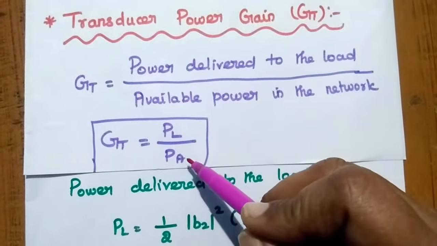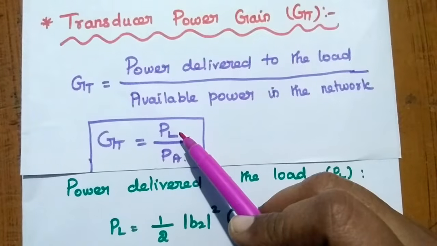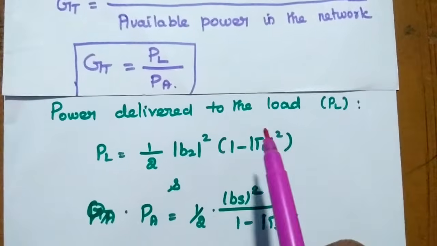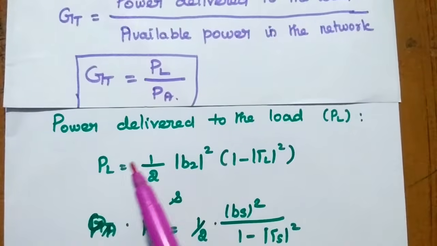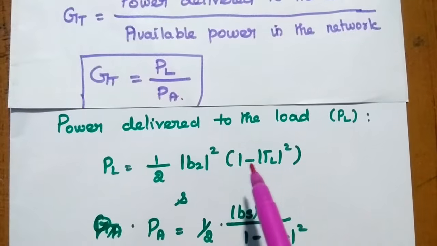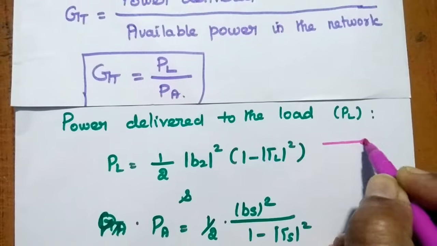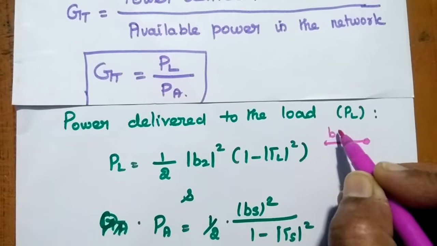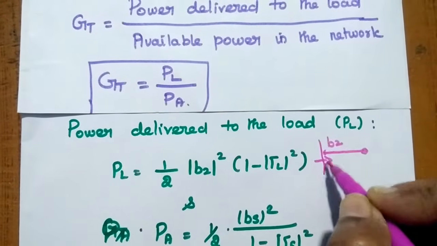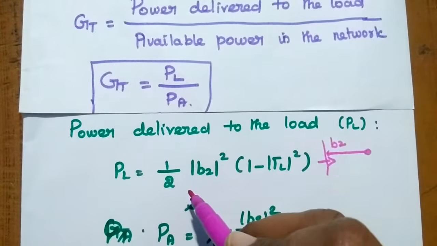Now we have already derived the available power. Correct. So now we are going to get the load power. Power delivered to the load is PL equal to 1 by 2 |B2| squared into 1 minus |Γ_L| squared. Actually, we are finally getting the value as B2, which is the output from the amplifier. So |B2| squared. Generally PL is equal to |B2|² by 2.